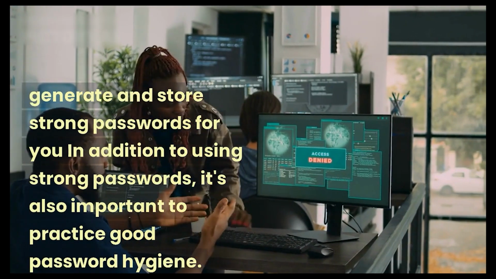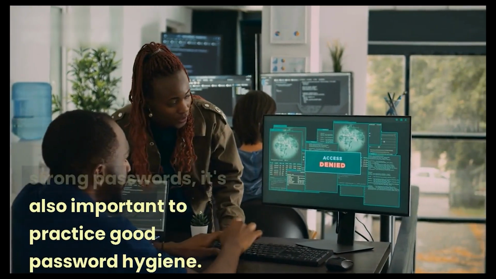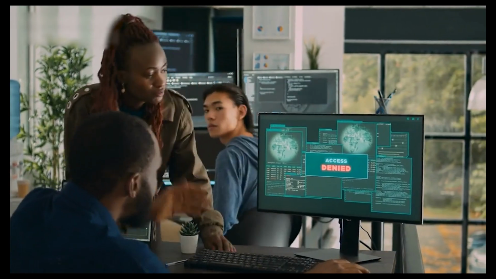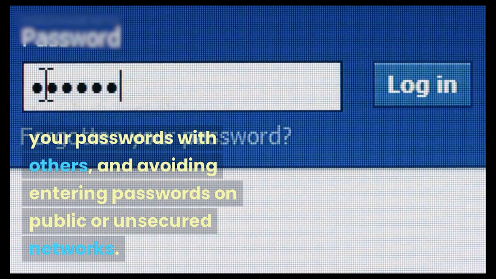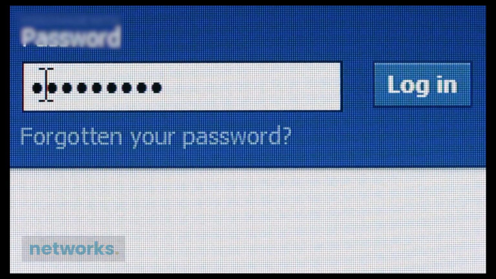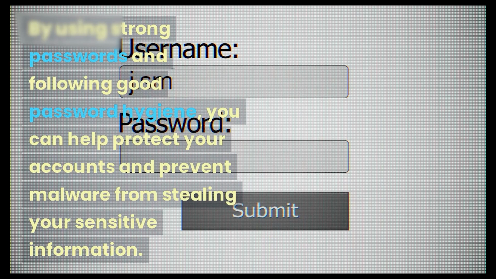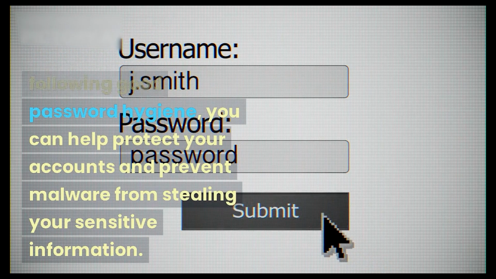In addition to using strong passwords, it's also important to practice good password hygiene. This includes changing your passwords regularly, not sharing your passwords with others, and avoiding entering passwords on public or unsecured networks. By using strong passwords and following good password hygiene, you can help protect your accounts and prevent malware from stealing your sensitive information.